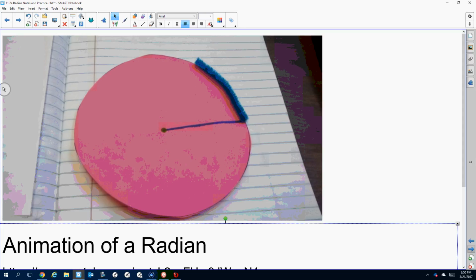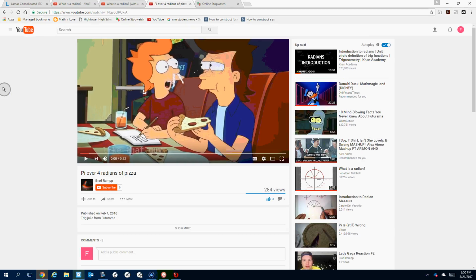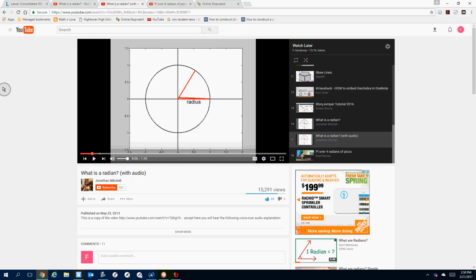Now, a radian is very unique in the sense that the arc length here that you're going to line up on your circle is going to equal the length of your radius. Okay? So there's 2 animations we're going to look at to help you understand what you're going to end up creating. That's not the one. That's probably going to be at the end if we can get to it.